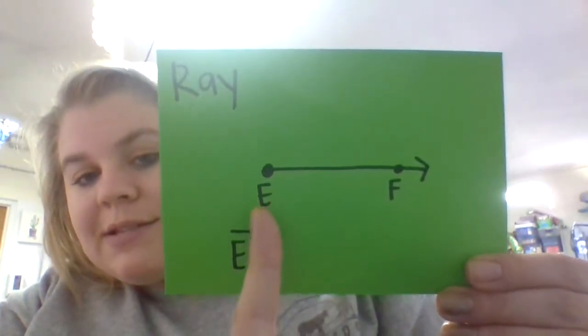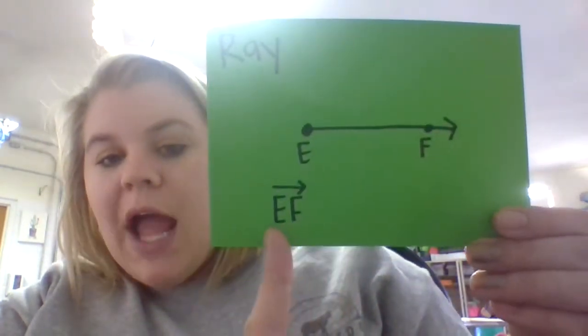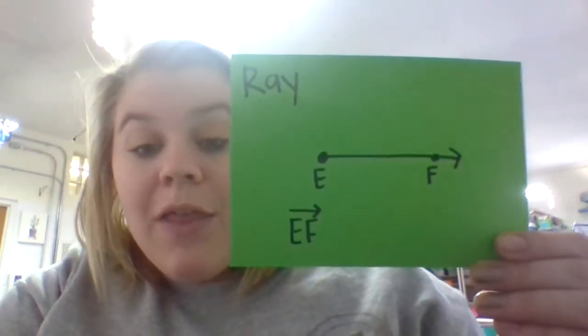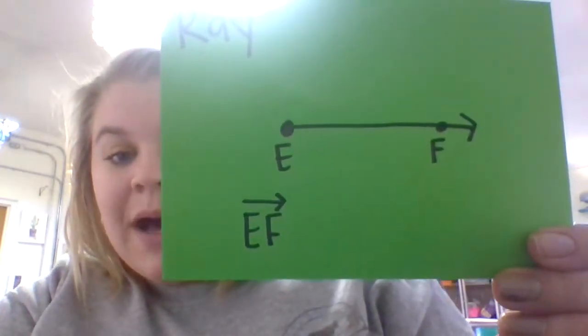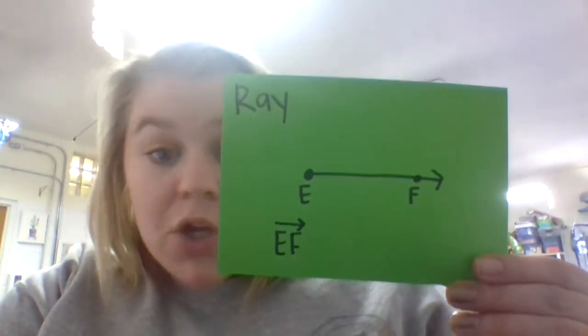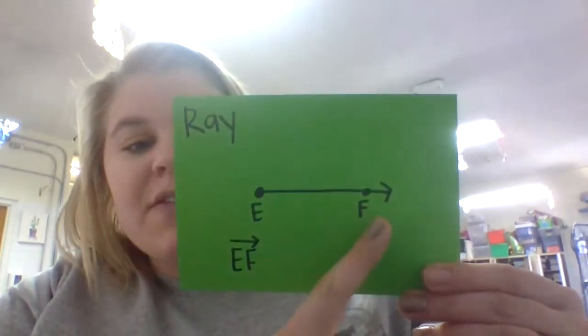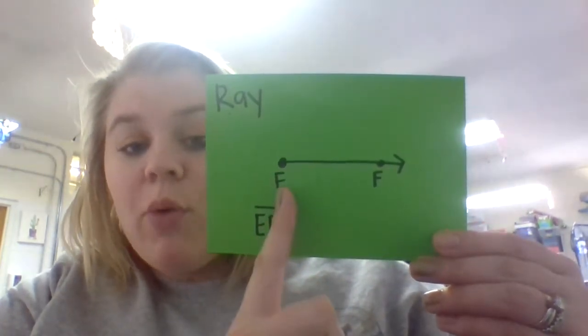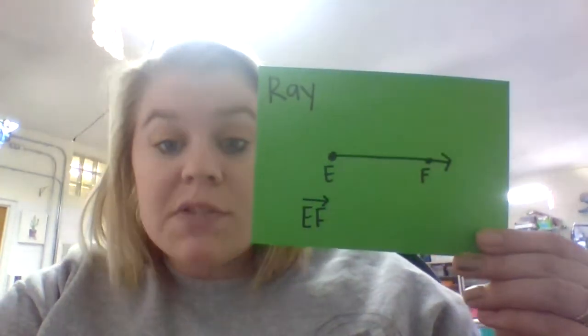So notice, this is ray EF. And we have shown that it's ray EF because that is the way that my arrow is facing on top of those letters. So for a ray, we can't say that this is ray FE because it's not. We go from the defined point to the side where it goes on forever in that direction.